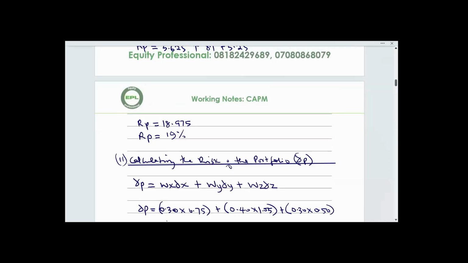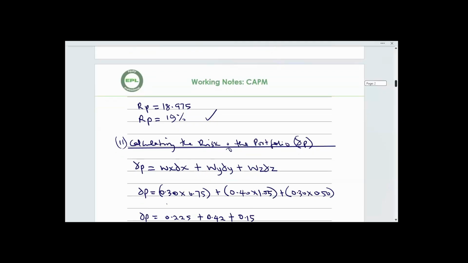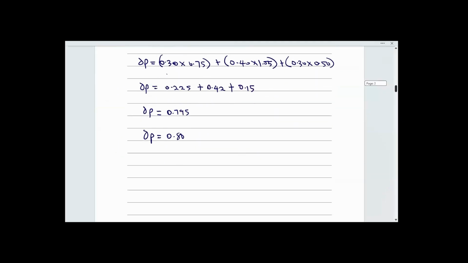The return of the portfolio is 19%. The return of the market is 20%. So the return of the portfolio is relatively lower than that of the market. And the risk of the portfolio is 0.8 relative to the market risk of 1. Okay? So that's what the examiner asks us to do. We have calculated the expected return of the client's portfolio. We also calculated the risk of the portfolio. So that's the end of the question.